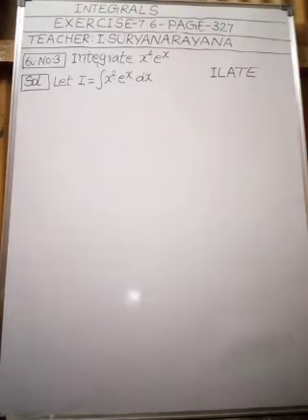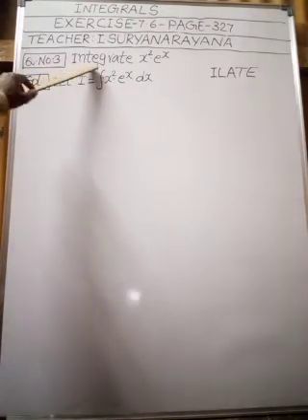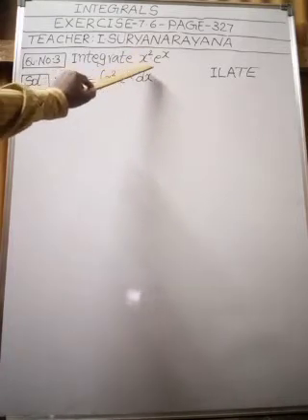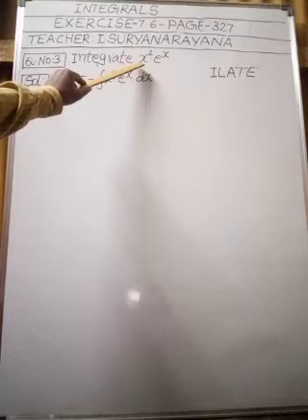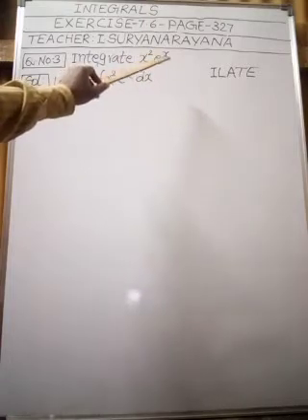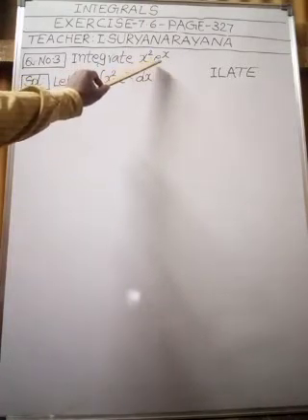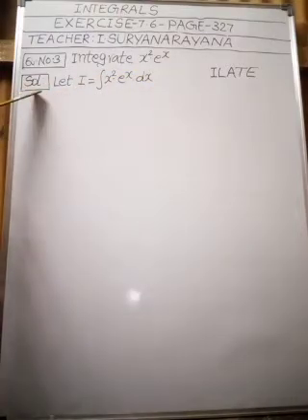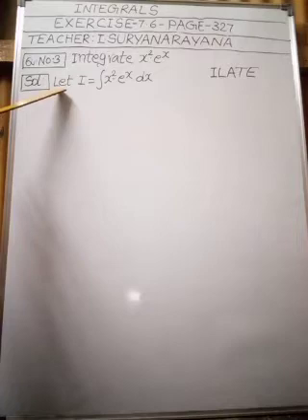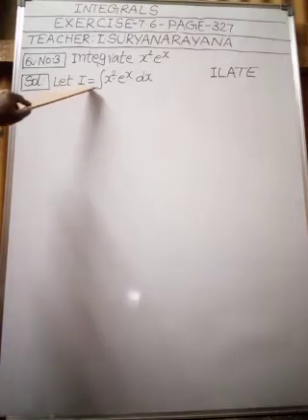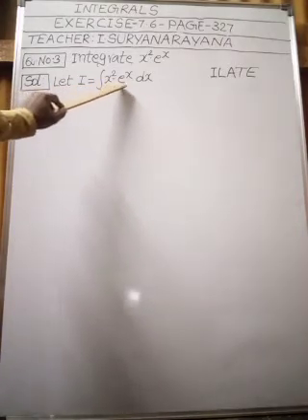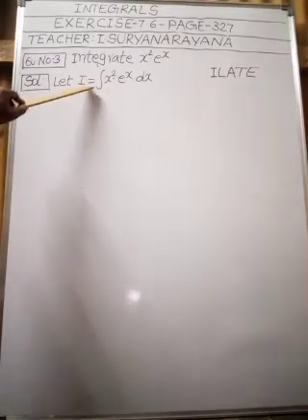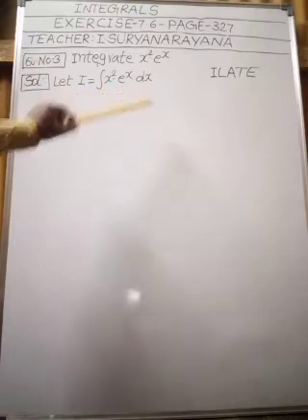Now come to the next question. Third question, my children. Integrate x square into e power x. Understood this question, my children? We have to evaluate integral of x square into e power x dx. Okay, my children? Right. Come to the solution part. Let us assume that capital I is equal to integral of x square into e power x dx.